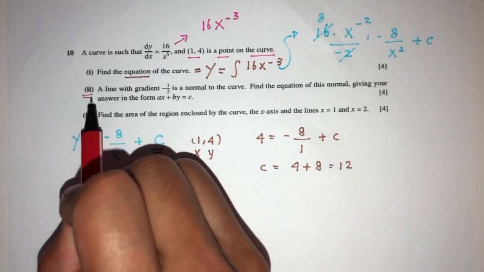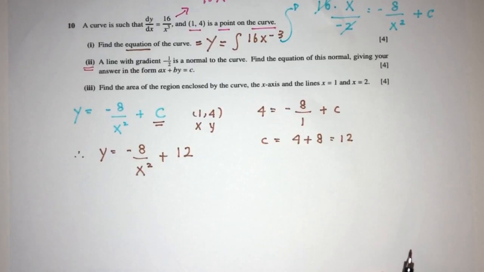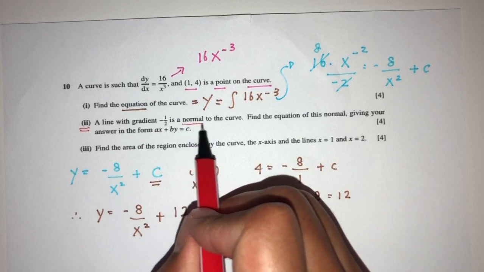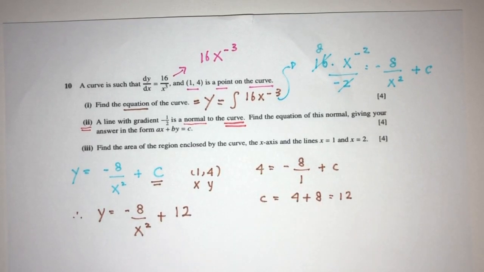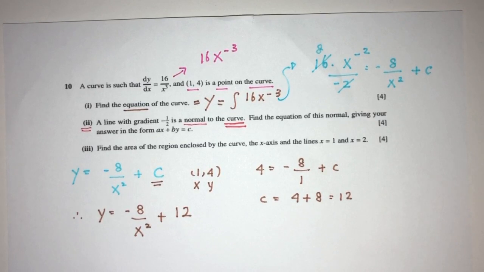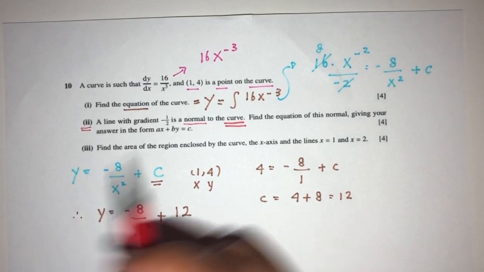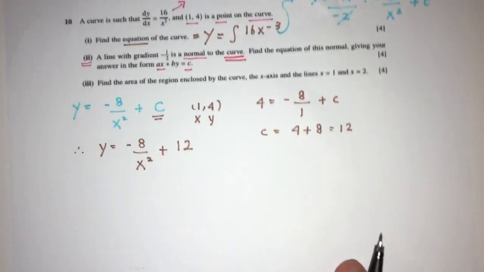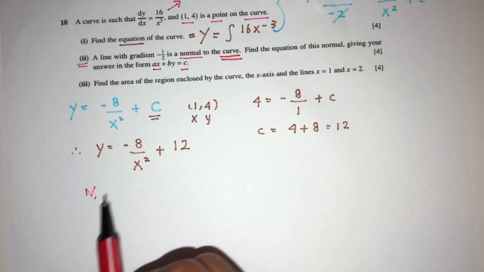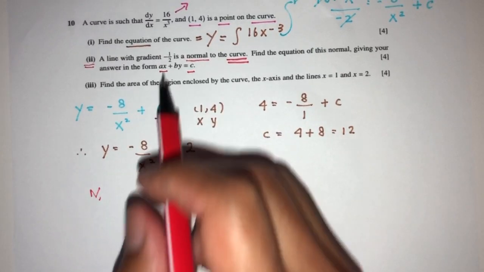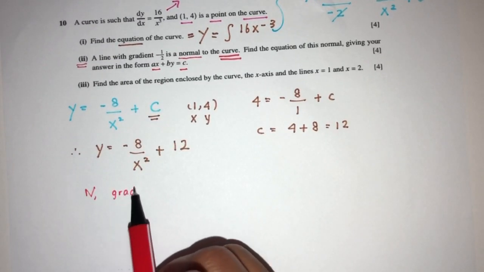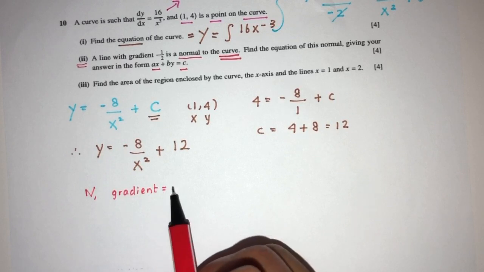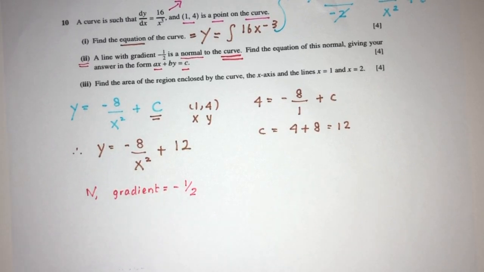Now for part 2, a line with a gradient of minus half is normal to the curve. Now find the equation of this normal, giving your answer in the form of this. So this normal has a gradient equal to minus half. That's something we kind of know. Now, to find the equation of a line, we need a passing point. So how can we find this passing point?